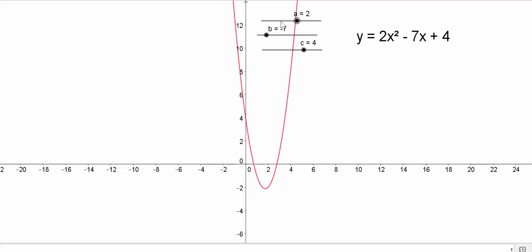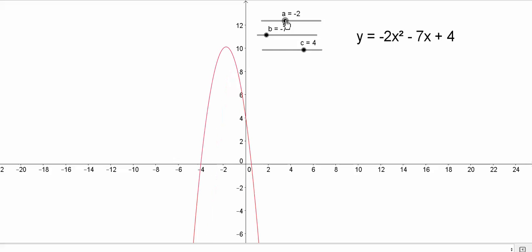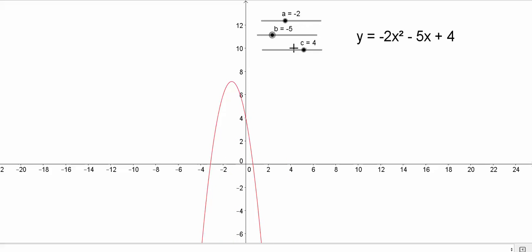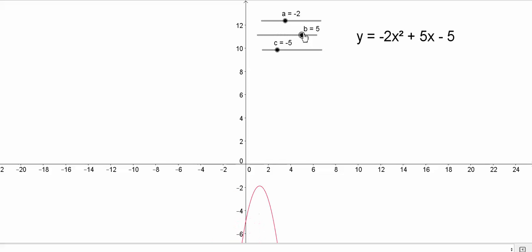or it could have a maximum point. If I change a, here you have the maximum point, that's in the second quadrant, or it could be in the first quadrant. We can move it down, third or fourth.